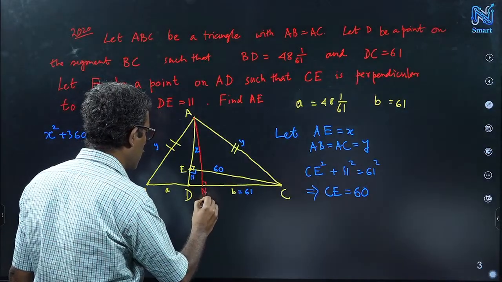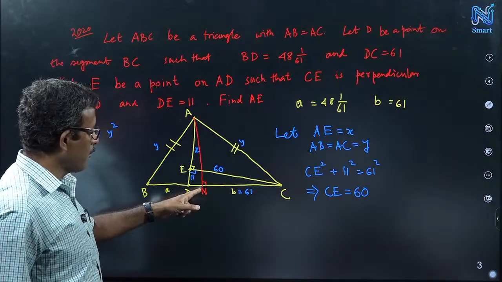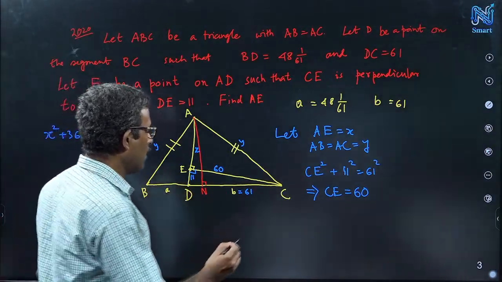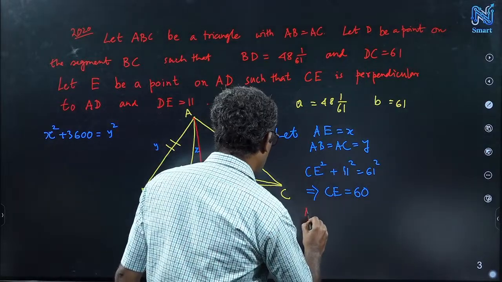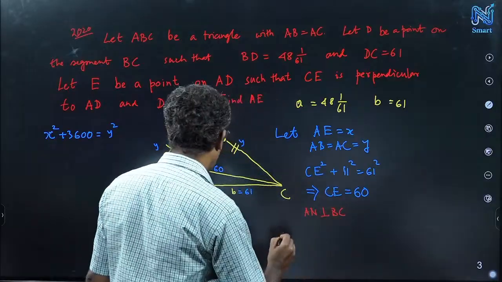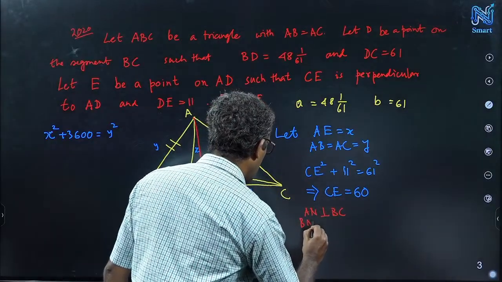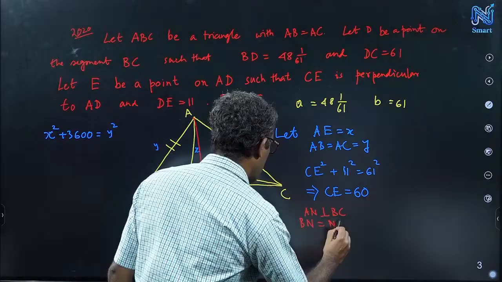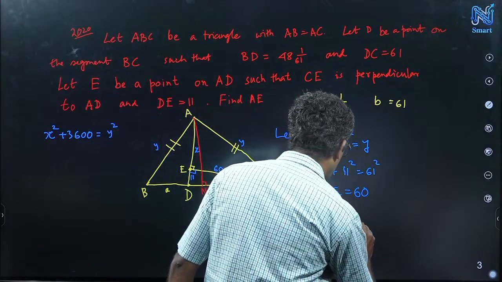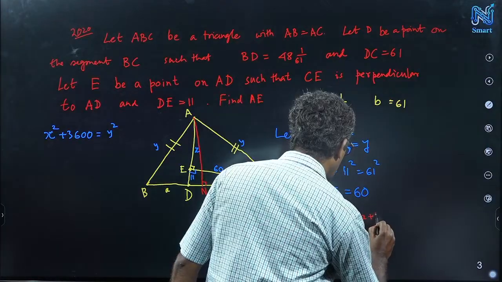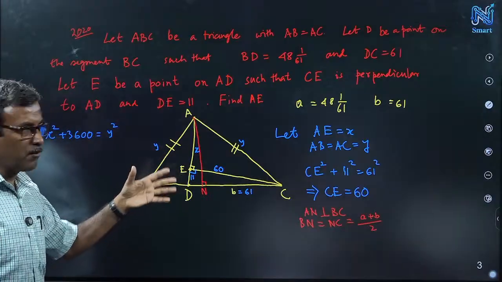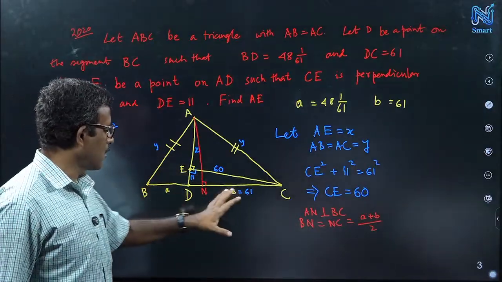Let this be N. Now N is the midpoint, right? Since it's an isosceles triangle, N is the midpoint. So AN is perpendicular to BC. So that means BN is equal to NC. What is this? BN and NC is just A plus B by 2, right? No need of writing 48 1 by 61 plus 61, so just write A plus B.